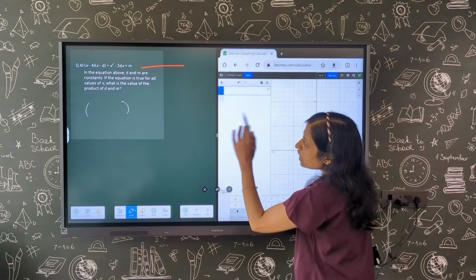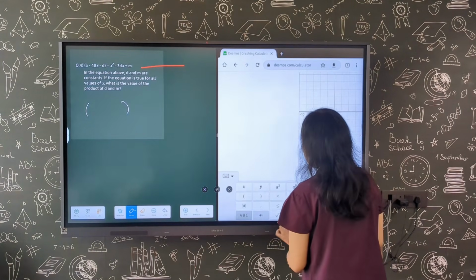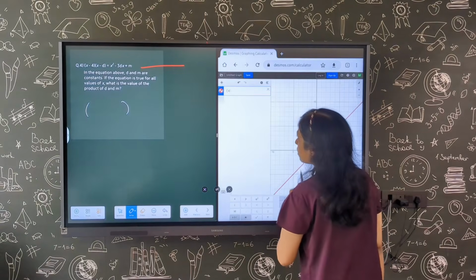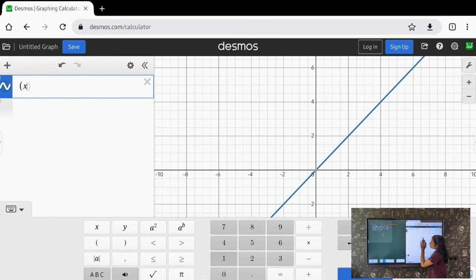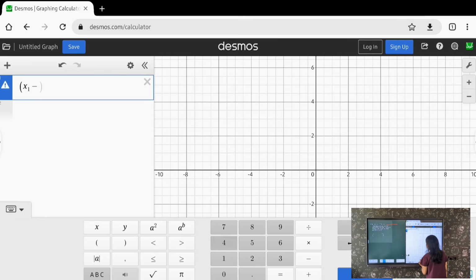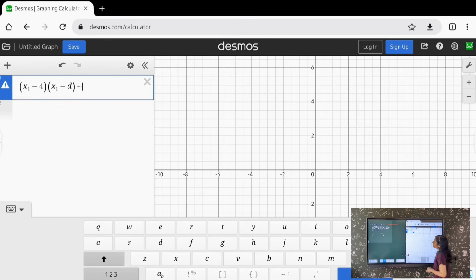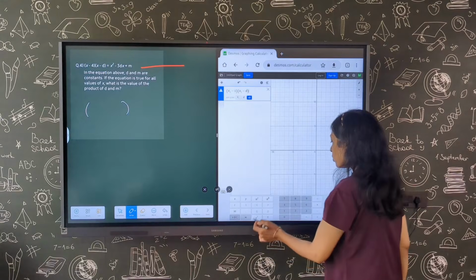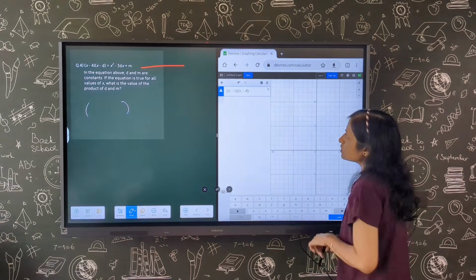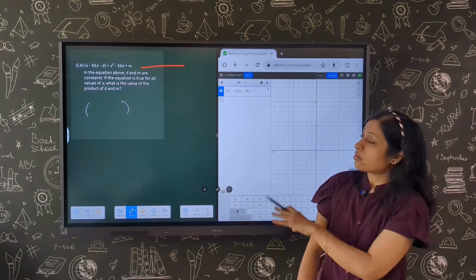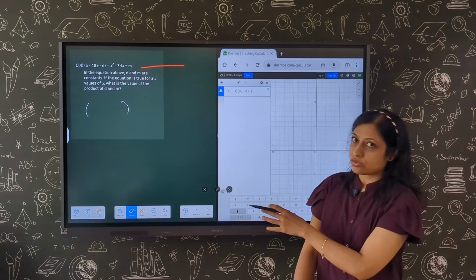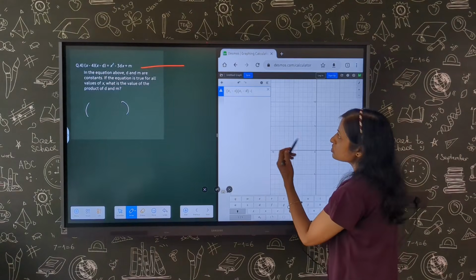So we have x minus 4, right? So here I am going to do something a little different. I am not using x, I am using x1, and x1 minus 4, bracket close. Again we have another x. So x1 minus d, the other missing variable, bracket close. Now we are going to use tilde. We are not going to use the equal sign. The equal sign is basically for getting the graph. But here we want the values in the comparison. So we are going to use this one.